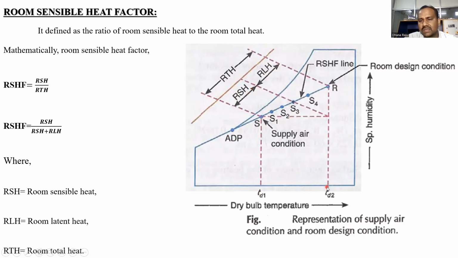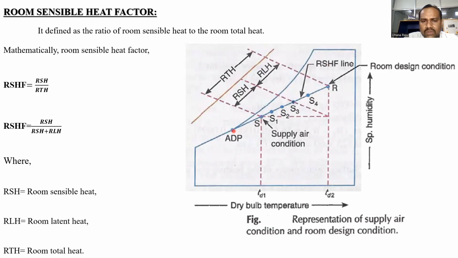At the same temperature, there will be a change in water vapor content. From this point to this point, it is the change in omega, or water vapor content. So it is shown as RLH. If you put room sensible heat and room latent heat together, it is called room total heat. If you know the supply conditions and the design conditions, locate the points S and R, and if we join them, automatically we get the room sensible heat factor line. If we extend it, we get a point called ADP, apparatus dew point.